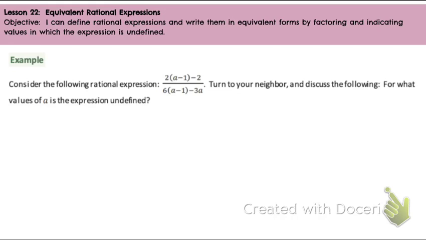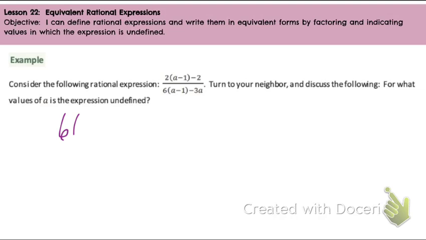The second example says: consider the following rational expression, 2 times a minus 1 minus 2. Turn to your neighbor and discuss the following. For what values of a is the expression undefined? We just have to simplify the denominator. There are a couple of different ways we can do this. I did it this way.